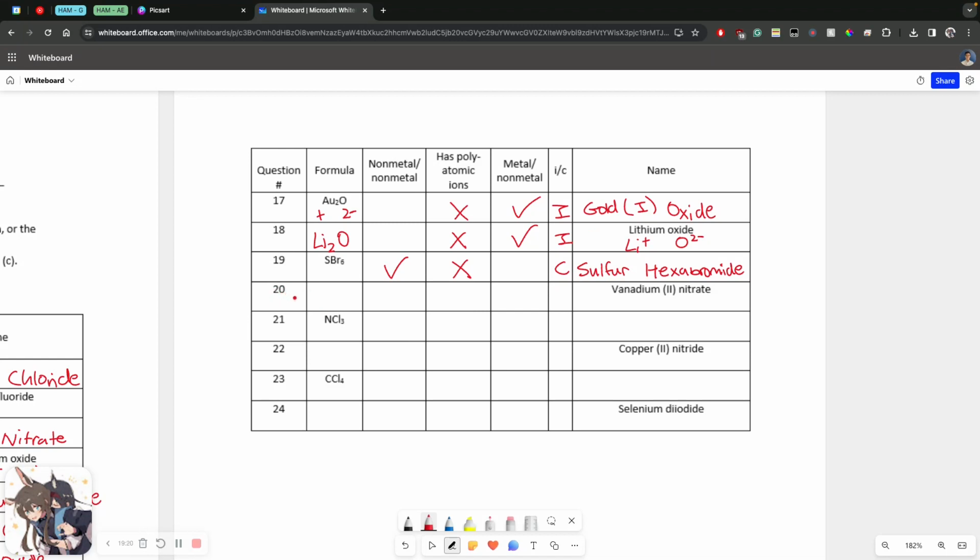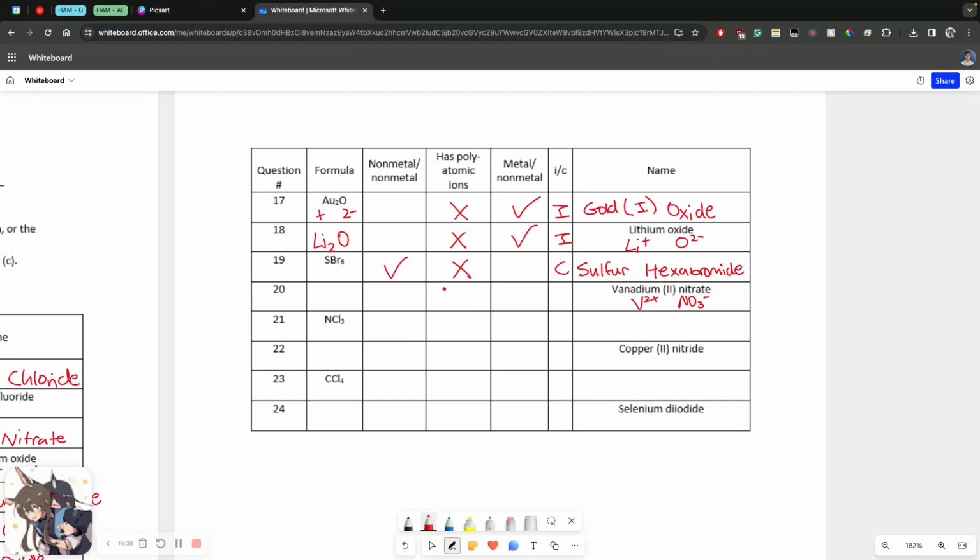Next up, number 20, vanadium nitrate. Vanadium is element V on your periodic table. That is a transition metal, number 23. And for each nitrate, NO3 minus, we know vanadium has a 2+ charge.